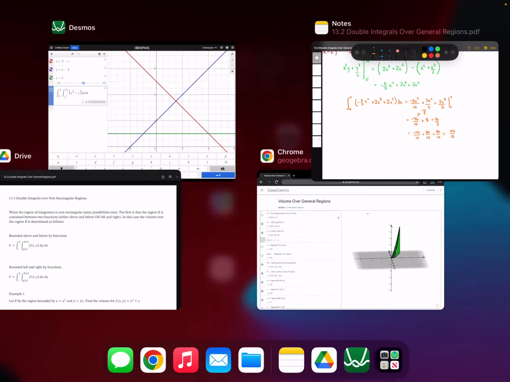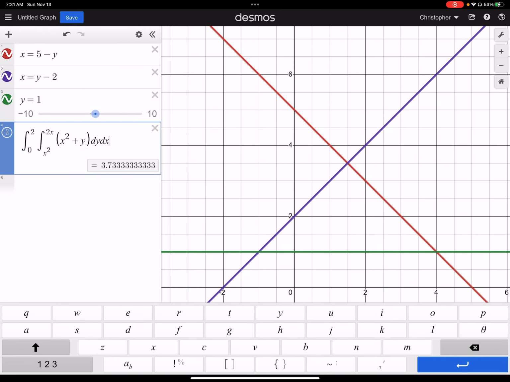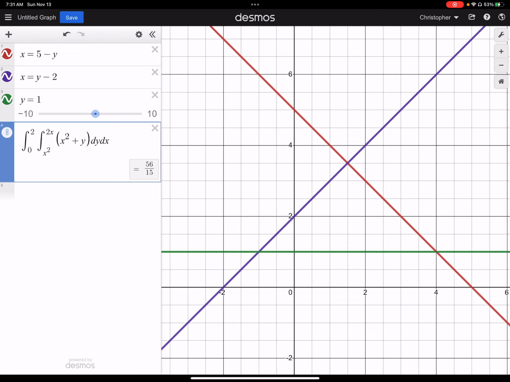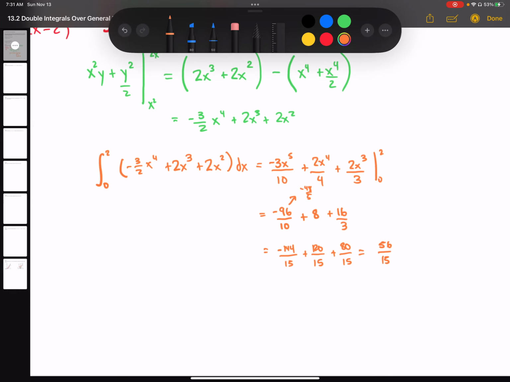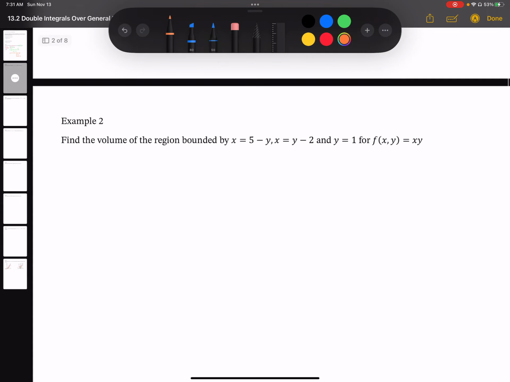Who knows? So let's throw this into Desmos. Yes, 3.73 as a fraction. It's 56 over 15, which is exactly what we got. Cool. So now that we see what we're doing, we don't have to actually graph all of these. Analytically, we need to be able to find the intersection points so that we can find our limits for integration.